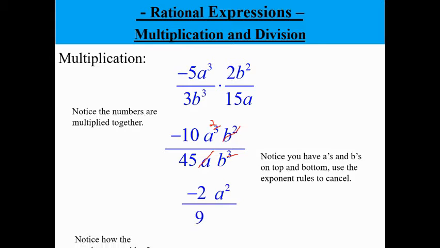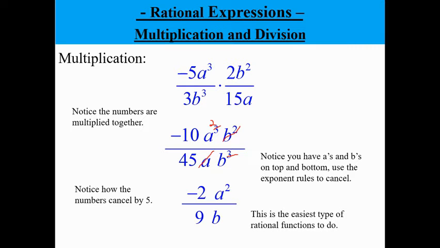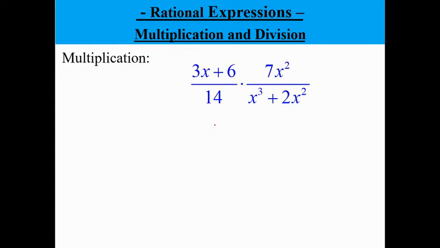Notice also that we simplified our numbers by dividing each number, negative 10 and 45, by 5, okay? So this is the easiest type of rational functions to do, the multiplication ones. Let's take a look at this multiplication one.